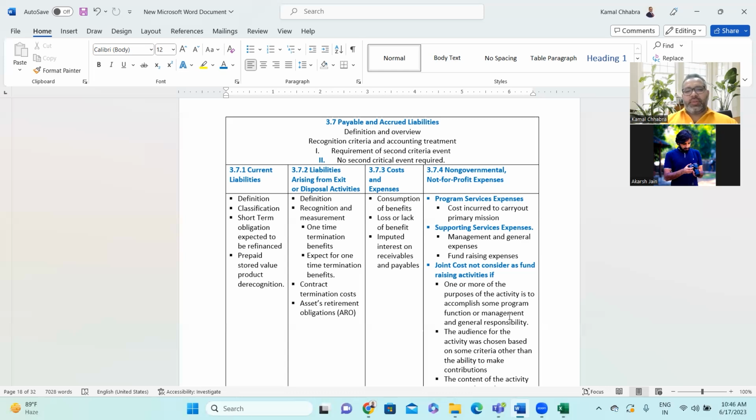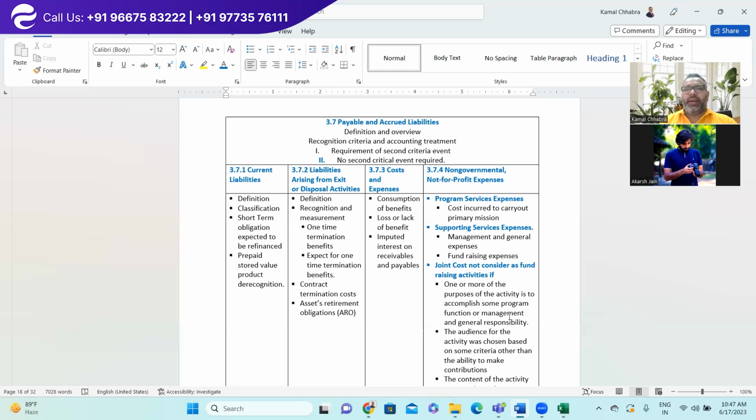Then we'll be jumping on to 3.7.2, which is liability arising from exit or disposal. There are certain contracts in which you may end up with some exit liability. So how to recognize those exit liabilities? First, we'll be understanding the definition. What is exit liability? What is disposal activity? Then we'll be understanding how to recognize and measure one-time termination benefits, retirement obligations, contract termination, or asset retirement obligation.